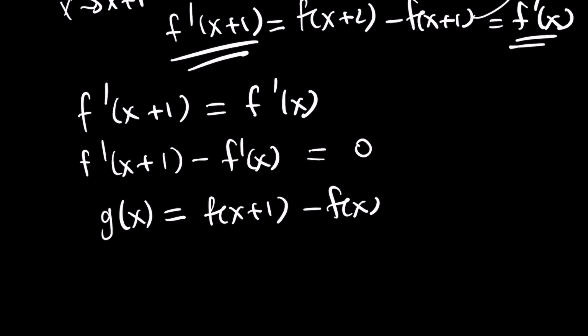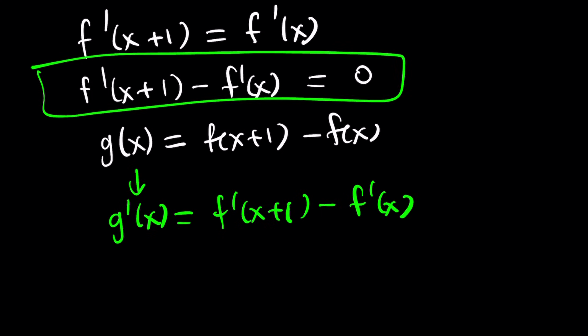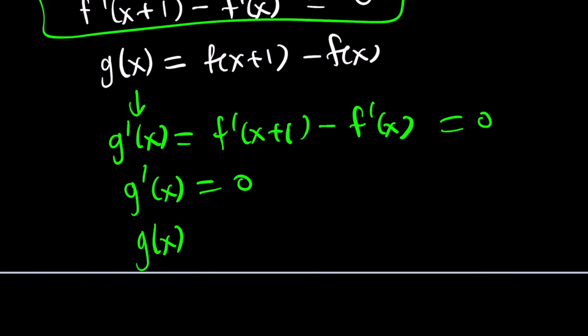And here's the cool part. Differentiate both sides. g prime, by definition, is going to be f prime of x plus 1 minus f prime of x. As you know, that is equal to 0. So g prime of x is 0 for all values of x. What is that supposed to mean? That means g is a constant. So can I just write it as maybe mx plus b? Absolutely. But that's not the goal. We're solving for f.